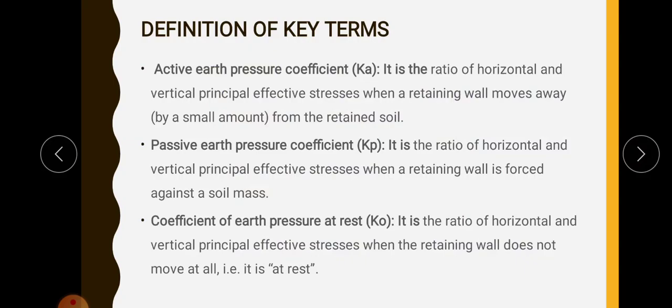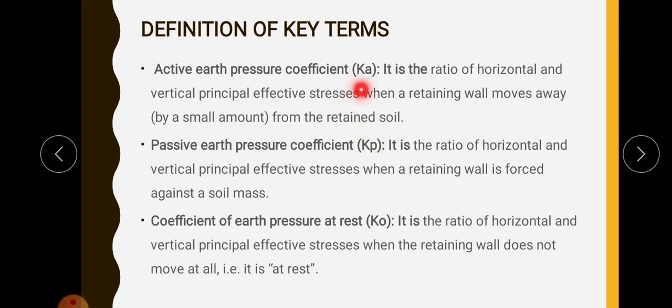Before going to earth pressure theory, we can define some terms: active earth pressure coefficient, passive earth pressure coefficient, and coefficient of earth pressure at rest. There are three coefficients that indicate the ratio of horizontal and vertical principal effective stresses. When the retaining wall moves away from or towards the backfill soil, there will be horizontal stress and also vertical stress. The ratio of horizontal and vertical principal effective stresses when the retaining wall moves away from the retained soil is known as the active earth pressure coefficient.